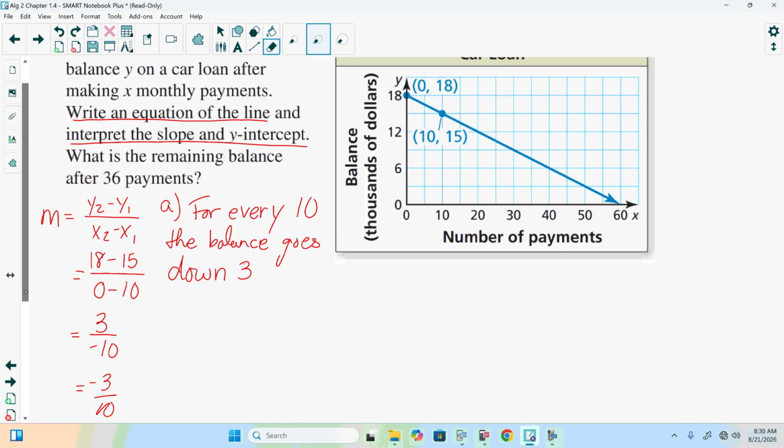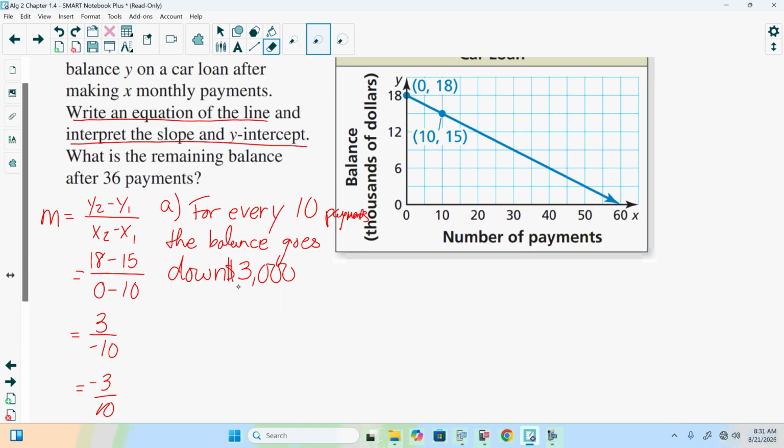Balance, in thousands of dollars. So is it really going down 3? It's going down what? Yeah, for every 10 payments, the balance goes down 3,000. And we could say $3,000. For every 10 payments, the balance goes down $3,000.